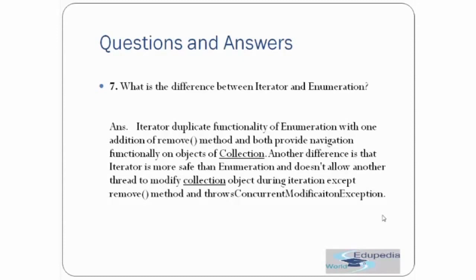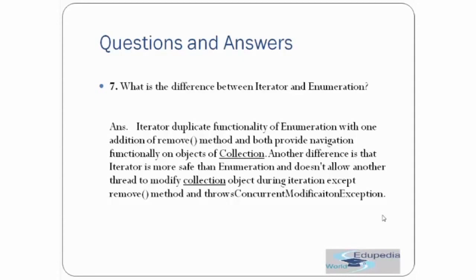The iterator duplicates the functionality of enumeration with one addition, the remove method, and both provide navigation functionality on objects of a collection. Another difference is that Iterator is safer than enumeration and does not allow another thread to modify a collection object during iteration except through the remove method, and throws concurrent modification exception. Okay, so have you got it?